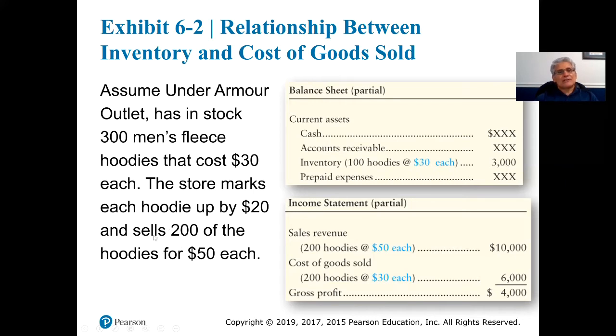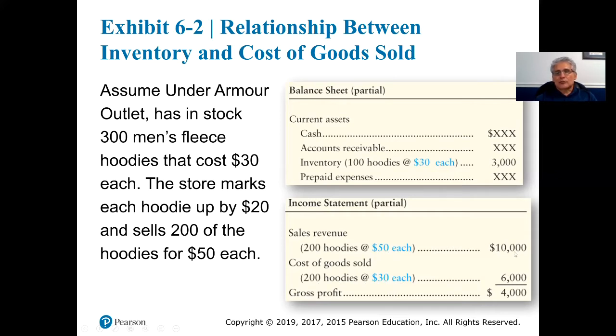The example here says that 200 of them were sold for $50 each. That was not relevant as it related to inventory or the cost of goods sold. However, it is relevant as it relates to sales. So they sold 200 at $50 each. Well, 200 times 50 is $10,000. So you would expect to see sales of $10,000. That would be at sales revenue. The cost of the goods is the same 200 hoodies, but the cost was only $30.